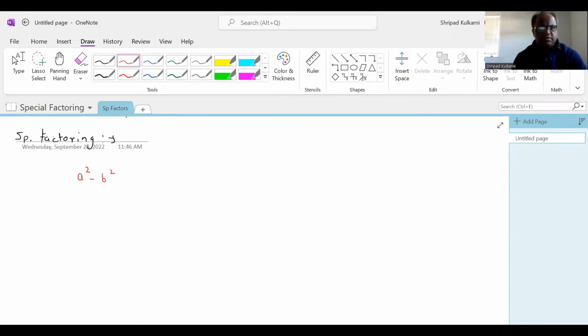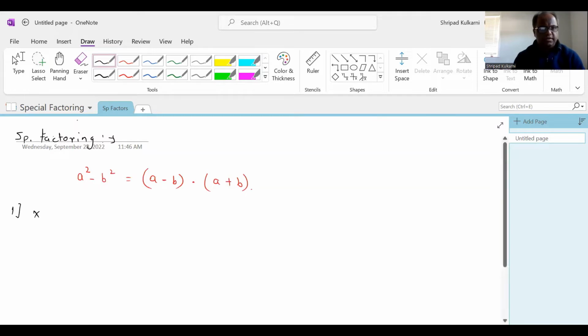I have a square minus b square, and I would say that this is a minus b, and this is a plus b. All right, that's it. So if you want to do the special factorization, this is the formula. Let's go ahead and use this in the examples.